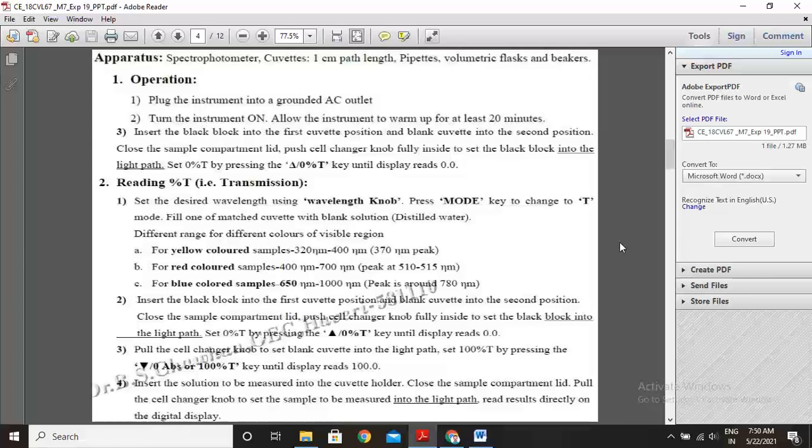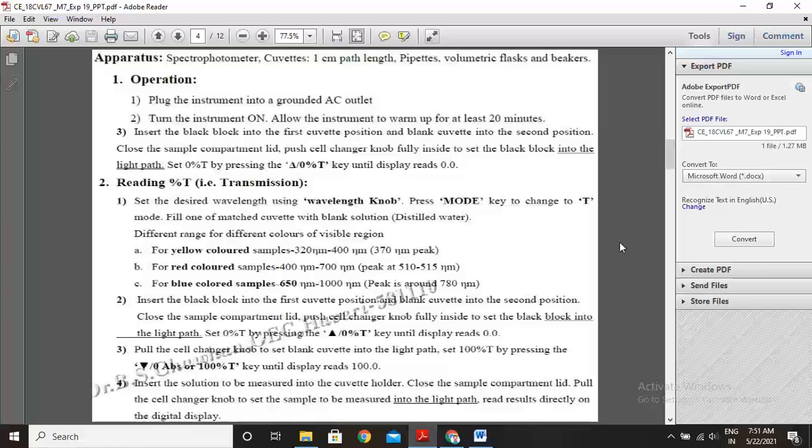Now, which apparatus are required to execute this experiment? Spectrophotometer is required, cuvettes are required, and the cuvettes have a 1 centimeter path length. Next, pipettes are required, volumetric flask and beakers. These are the instruments as well as apparatus required to execute this experiment. Let us see the operation.